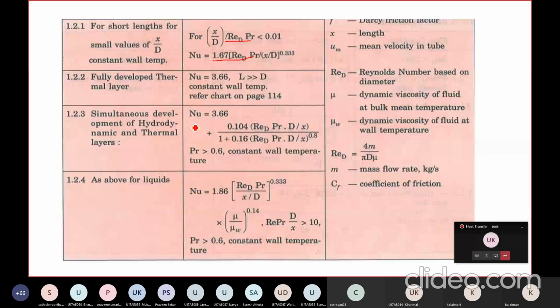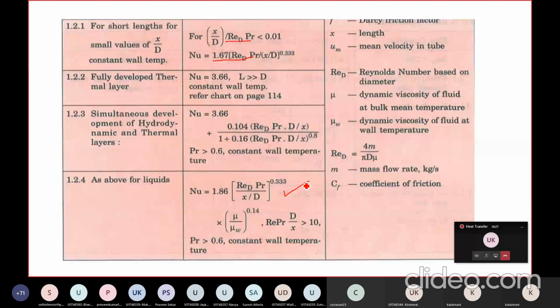Nusselt number is equal to 3.66 plus 0.104 Re_D Pr (D by x), divided by 1 plus 0.16 [Re_D Pr (D by x)] whole power 0.8. This expression is used for the liquids case. All these formulas are available in your data book.